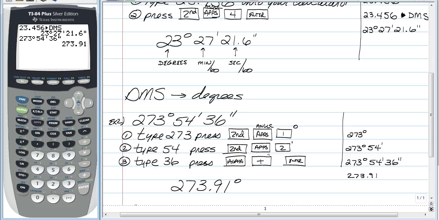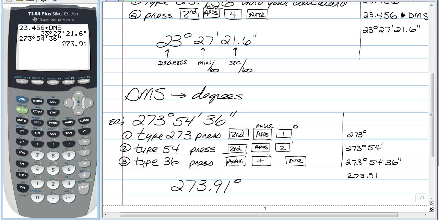So the reason we're showing you this is because sometimes it's going to tell you to round to the nearest 100th of a degree, nearest 1,000th of a degree, or sometimes it might tell you to round to the nearest minute. It might tell you to write it in degrees, minutes, and seconds. You need to know how to use your calculator to do so. So you know how to go from degrees to DMS and DMS to degrees.